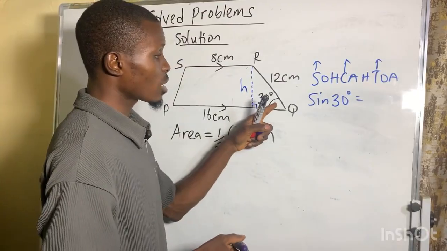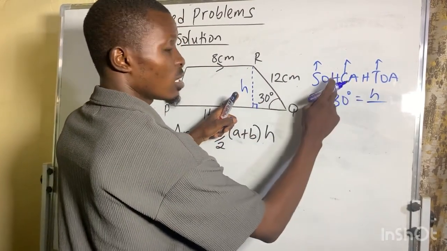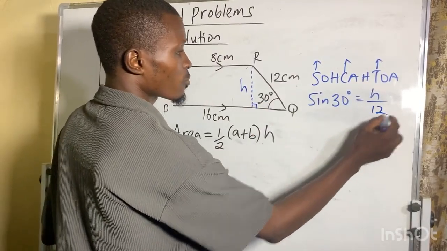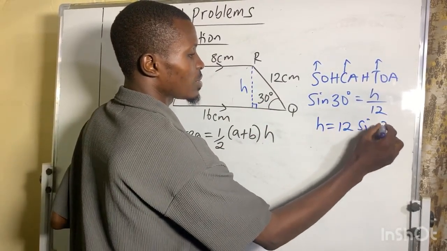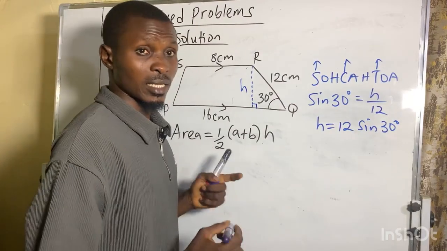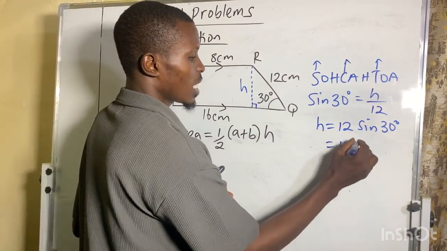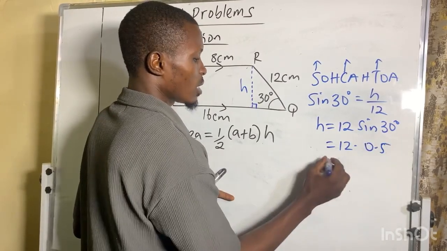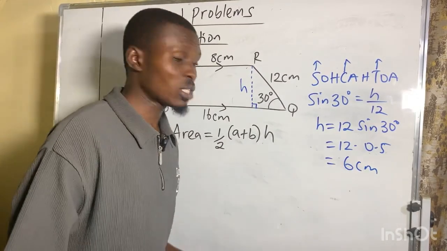So sine of this angle 30 degrees is given by the opposite, which is h, over the hypotenuse, which is 12. So from here we have h is 12 sine 30 degrees, and sine 30 is 0.5. So we have 12 times 0.5. That will give us 6 centimeter. So our height is 6 centimeter.